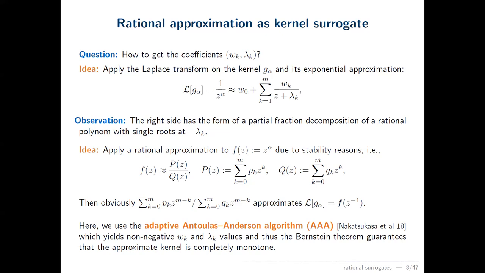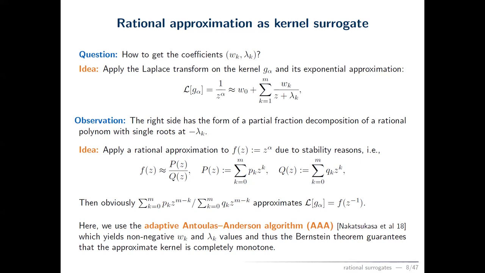Now, still the question remains, how do I get the omegas and the lambdas? And this is now the idea to apply a rational approximation. This rational approximation has a very simple form, a polynomial divided by a polynomial. If I want to apply it to the approximation of s to the power of alpha, which is basically the inverse of what I have here, I get coefficients. I can rewrite it, and I realize that if I plug in s to the power of minus alpha here, I do get back this. And for this rational approximation, we resort to what is known in the literature, in a by now 5-year-old paper.